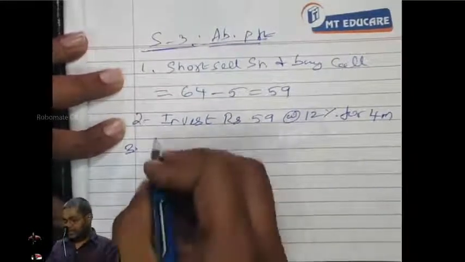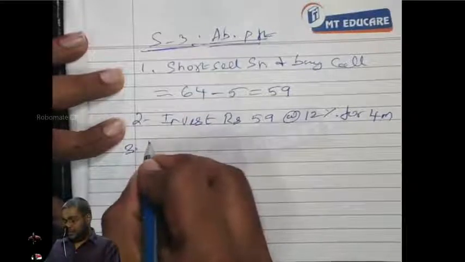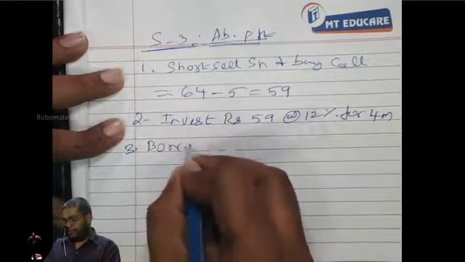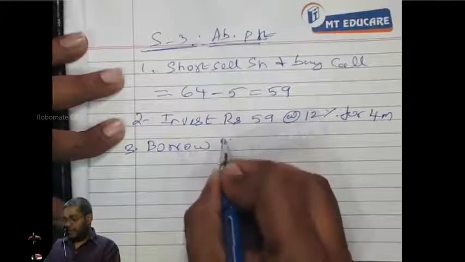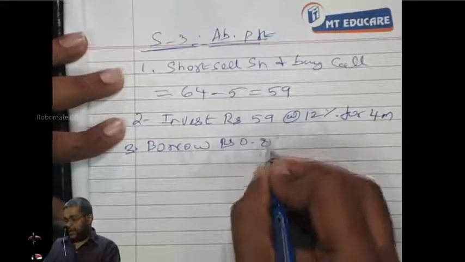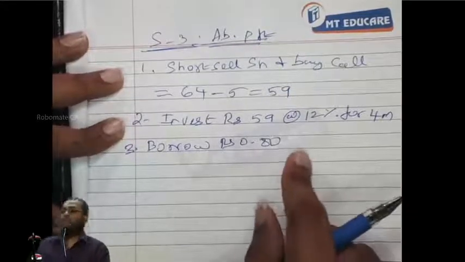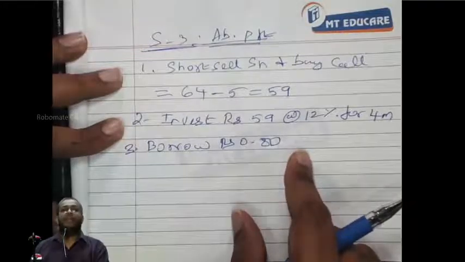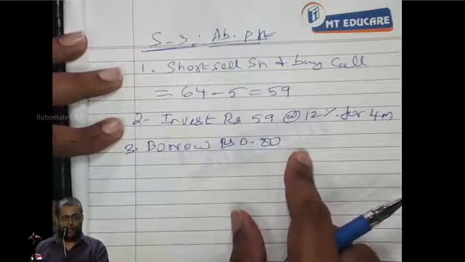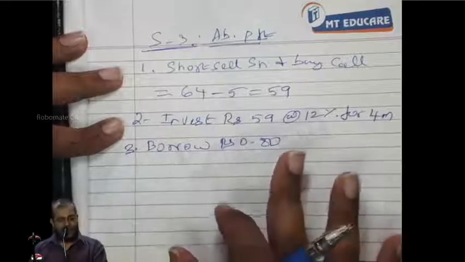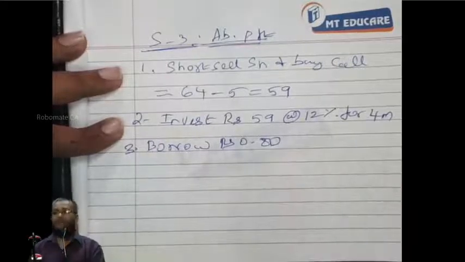Pay, that is, before that, borrow rupees 0.80. Borrow rupees 0.80. You know how to pay a dividend? I have to borrow money and pay the dividend. Yes or no? I cannot pay the dividend out of my pocket. I have to borrow money and what? Pay dividend. Borrow how much? 80 paise.